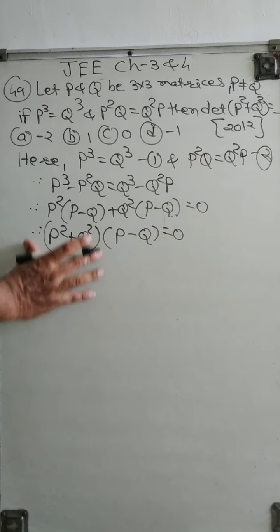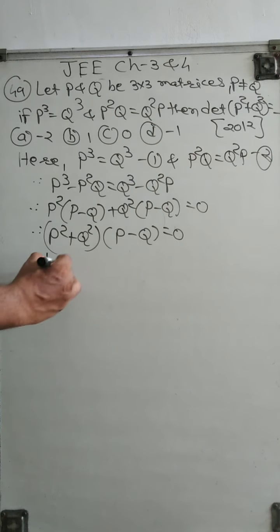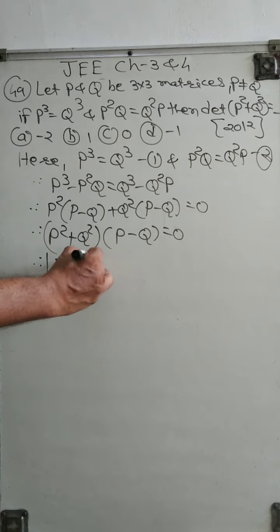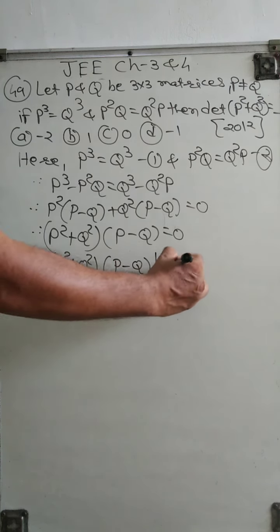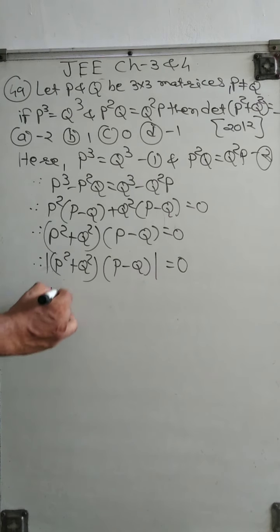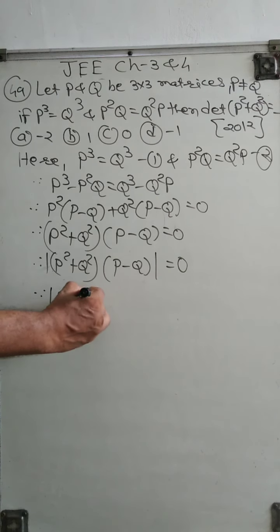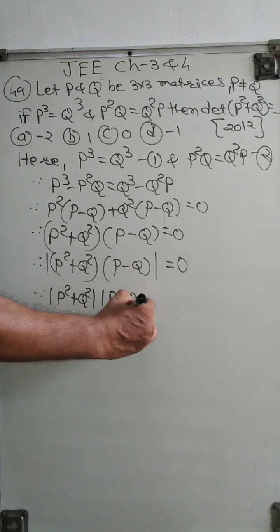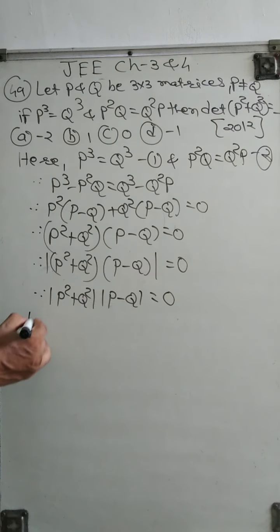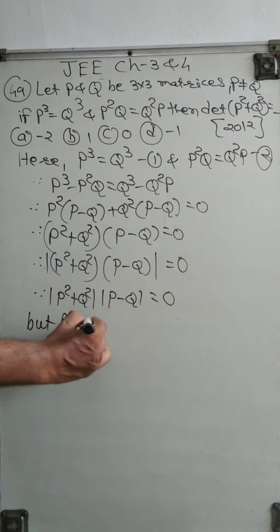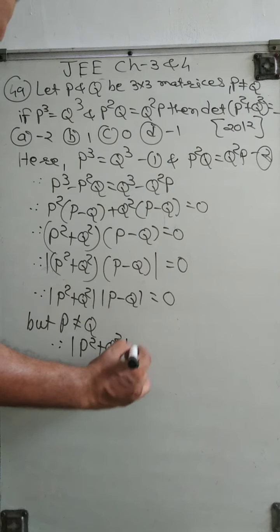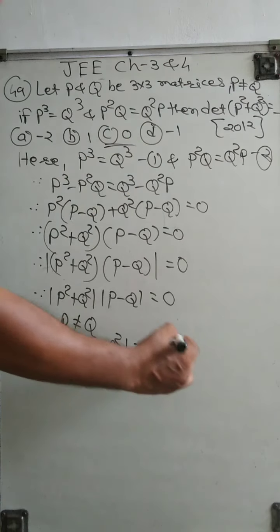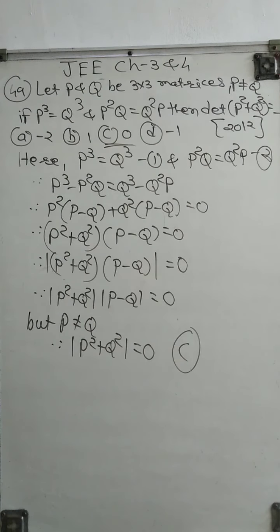But when we take the determinant, first we take determinant of P square plus Q square in bracket into P minus Q, determinant complete, it is 0. Therefore, determinant of P square plus Q square into determinant of P minus Q is equal to 0. But P is not equal to Q. Therefore, determinant of P square plus Q square is equal to 0. So C is the answer. So this way we can find the answer.